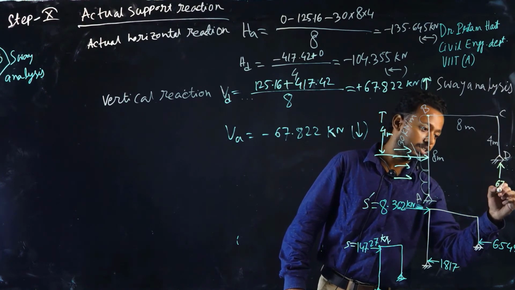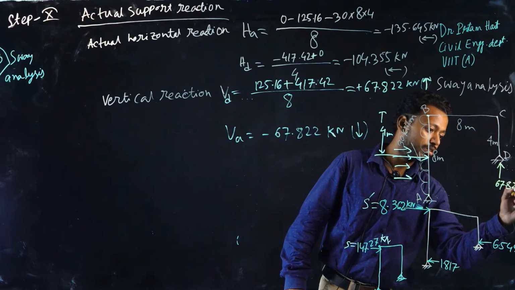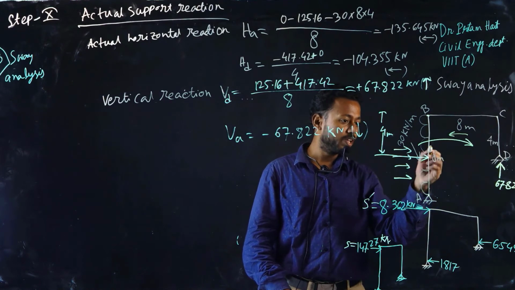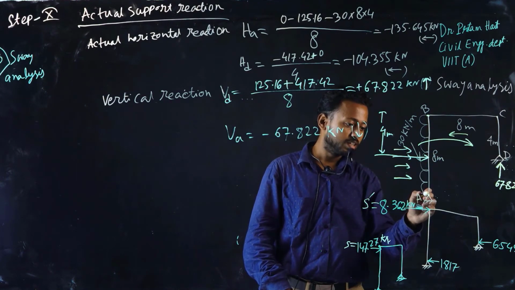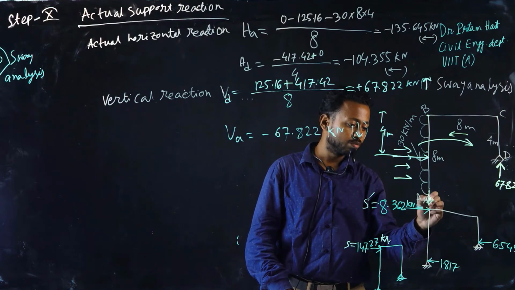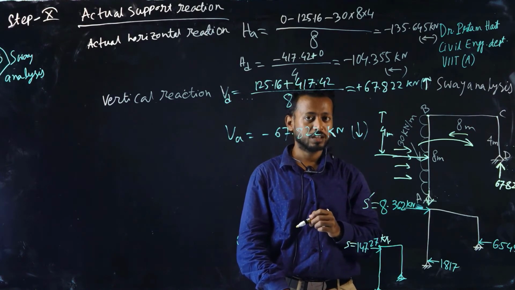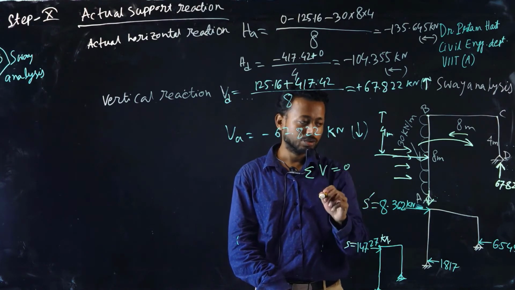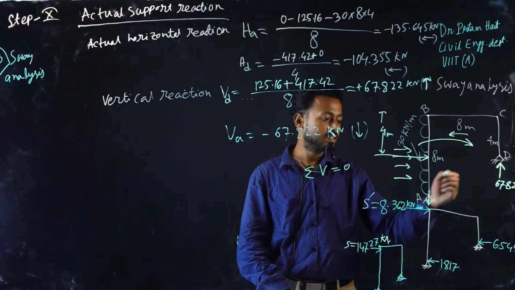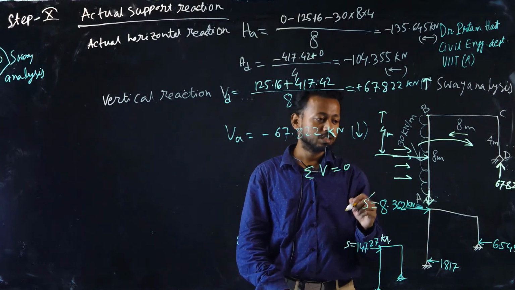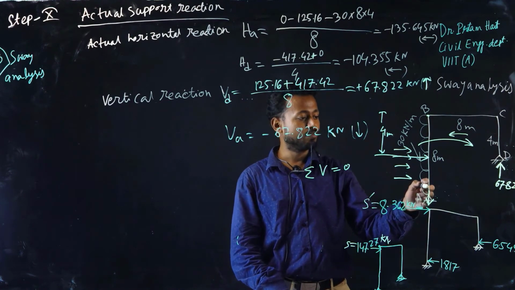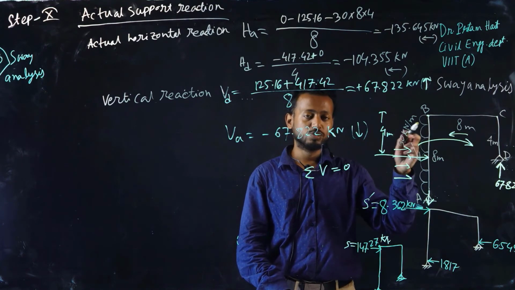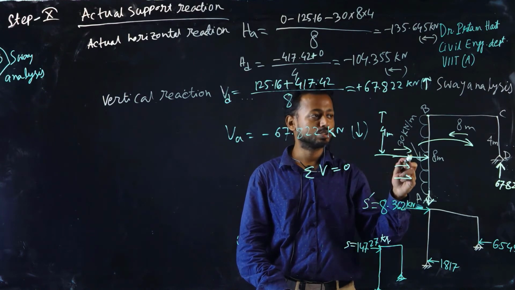VD is 67.822 kilonewton upward. So obviously, to be in equilibrium vertically, VA has to be in the downward direction, because we know summation of V equals 0. So if VD is in the upward direction, VA should be in the downward direction, then only the frame will be in vertical equilibrium, because there is no vertical external force.